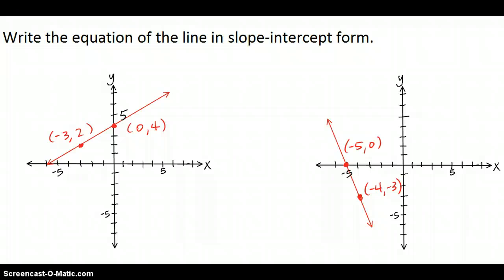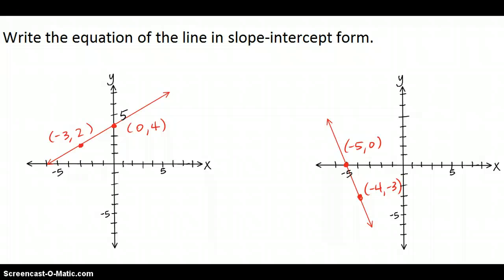The second way that we can write the equation of a line is if instead of a slope and a point, we're given a graph. So I have 2 different graphs here, and we're going to write the equations of both of these lines. We're going to start with the graph on the left. So we have the red line, and we're given 2 points on that line. The first point is -3, 2, and the second point is 0, 4.